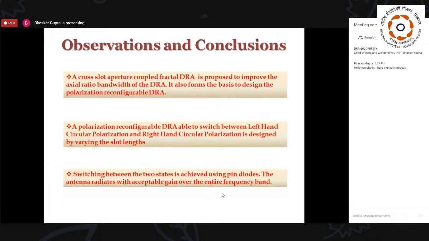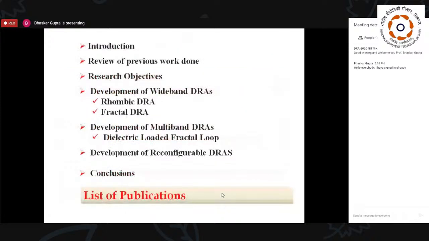And a cross-slot aperture coupled fractal DRA is proposed to improve the axial ratio bandwidth of the DRA. It also formed the basis to design a polarization reconfigurable DRA. That polarization reconfigurable DRA has also been developed, which is able to switch between LHCP and RHCP just by varying the slot length, employing diodes. Switching between two states of the diode, RHCP and LHCP is achieved by using PIN diodes; these could have been varactors also. We use PIN diodes. The antenna radiates with acceptable gain over the entire frequency band.